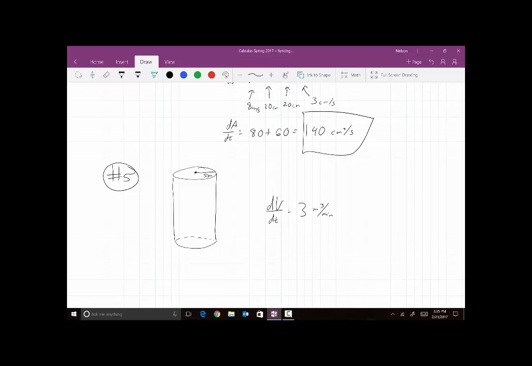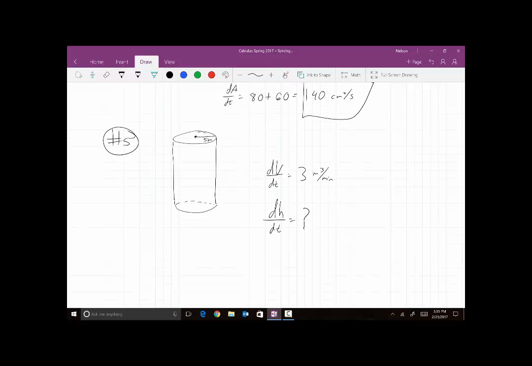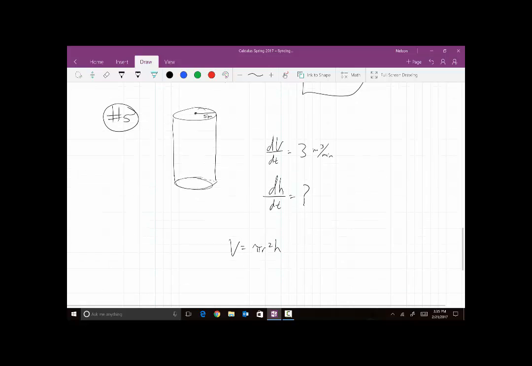So it asks us again, what was the question? How fast is the height changing? So it wants to know dh/dt. Okay, well, what's the volume formula for a cylinder? It's pi r squared for the area of a circle, and then that area is multiplied by its height. So we have pi r squared times h. We're not told any other information, though we are told the radius. The radius is 5.